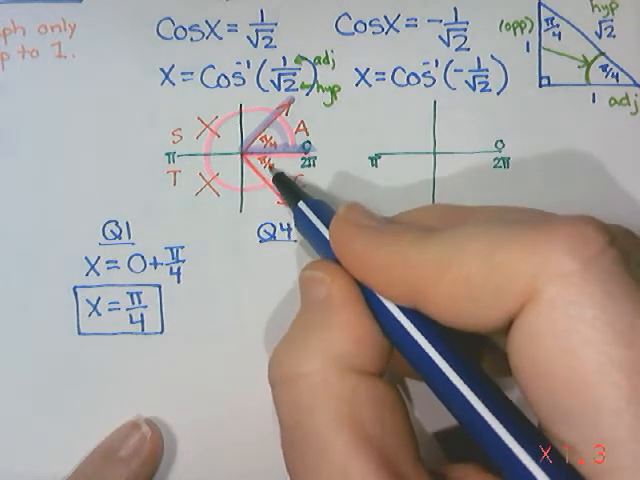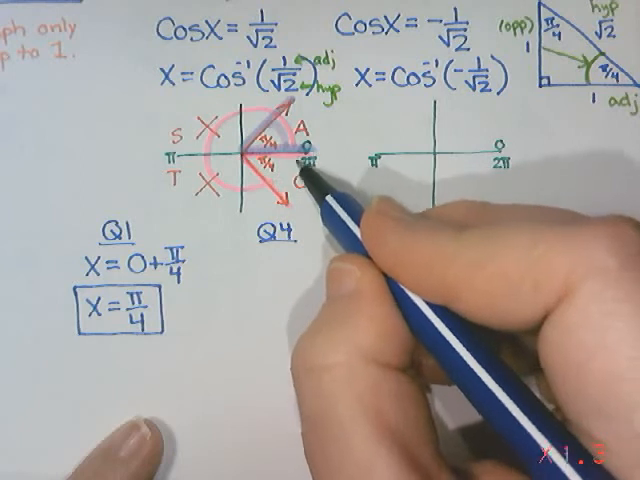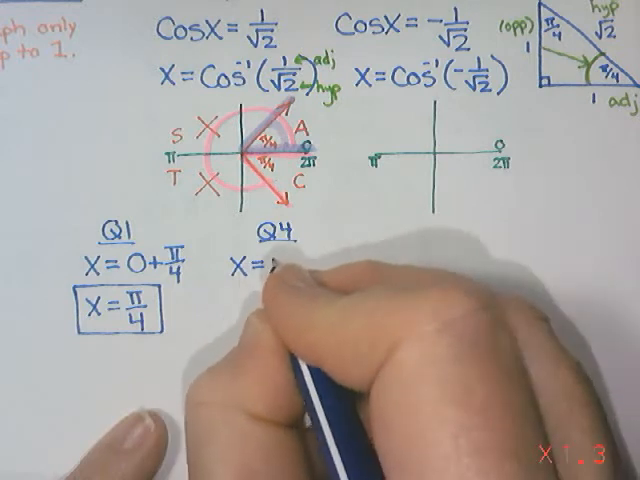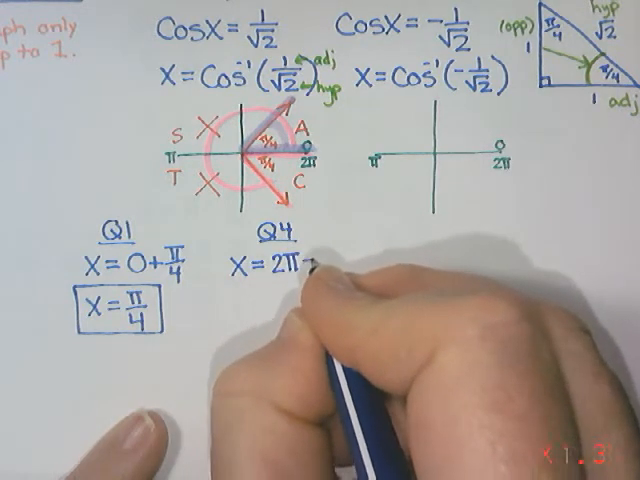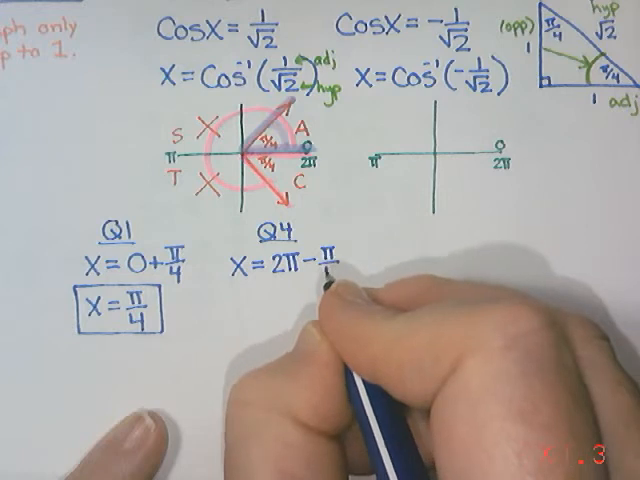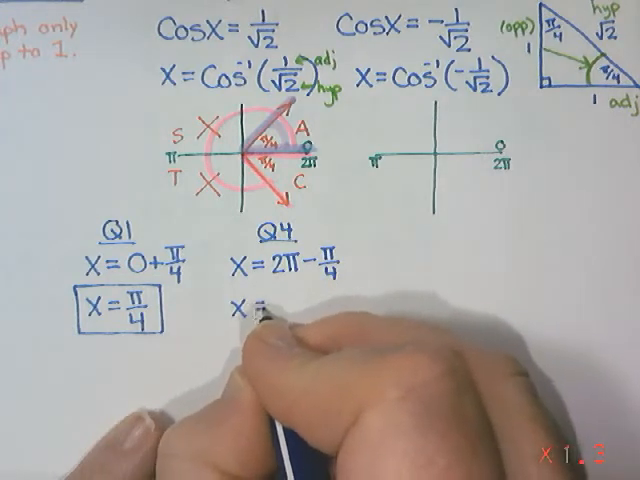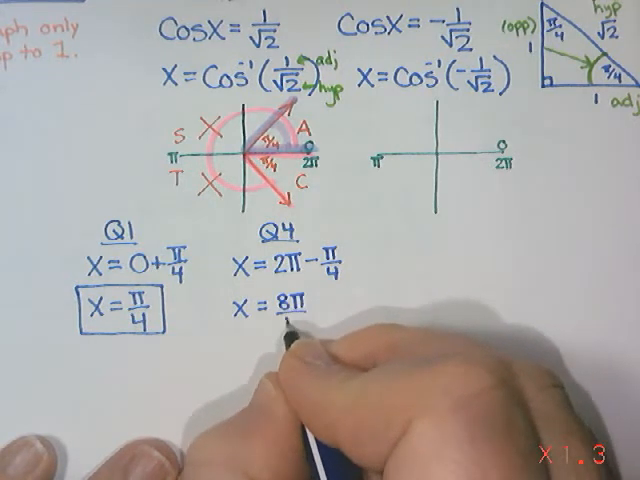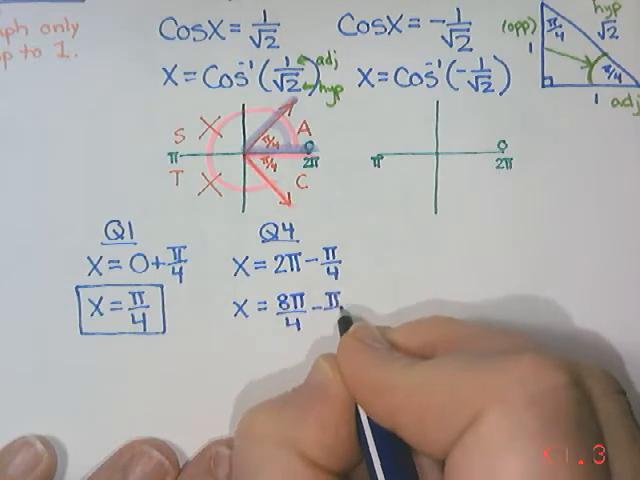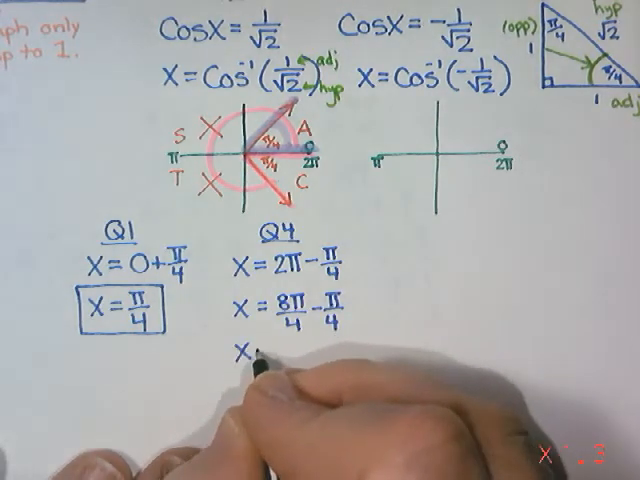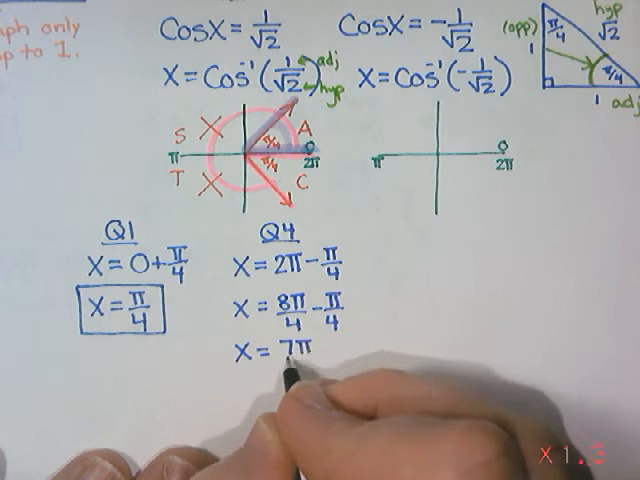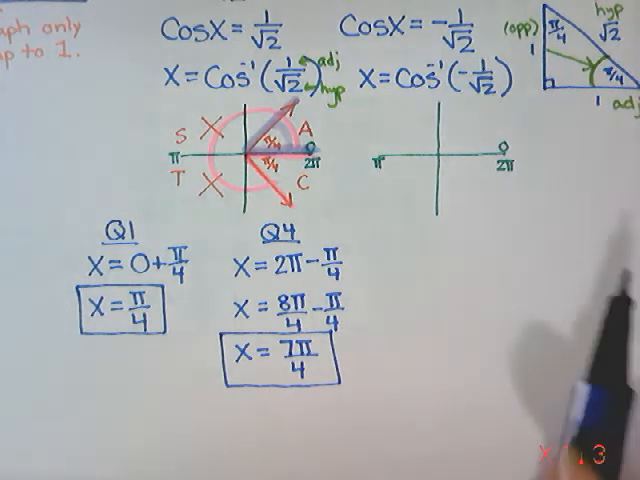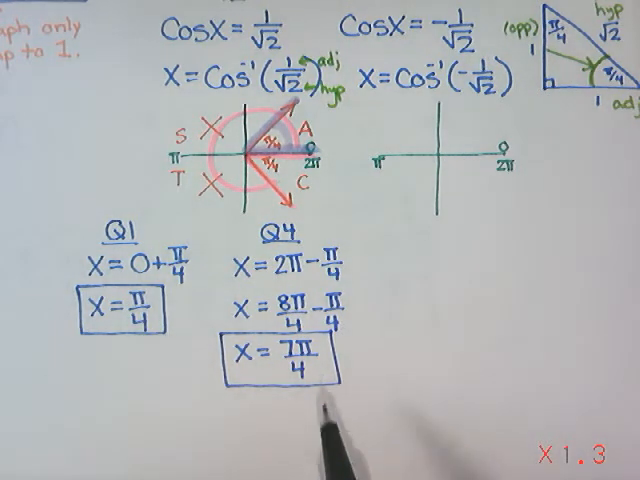Okay, the second part, this one here, the closest it is to the x-axis is the full circle at 2 pi, but it's a little bit smaller than 2 pi, so it is 2 pi minus pi over 4. And then we want to get ourselves a common denominator, so this would be 8 pi over 4 minus 1 pi over 4, which is 7 pi over 4. So we have two options from this part. X could be pi over 4 or 7 pi over 4.